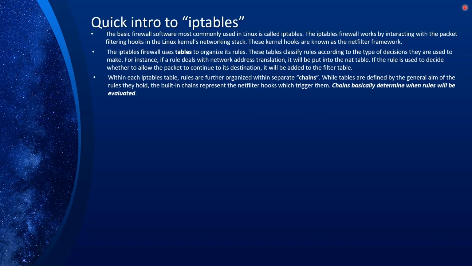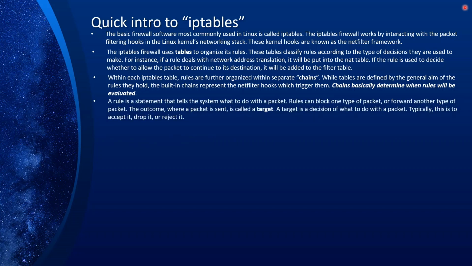Within each iptables table, rules are further organized within separate chains. While tables are defined by the general aim of the rules they hold, the built-in chains represent the Netfilter hooks which trigger them. Basically, chains determine when rules will be evaluated.